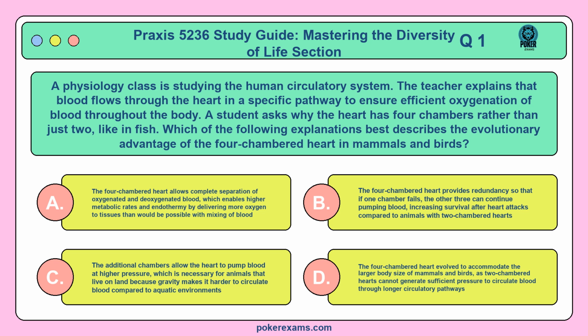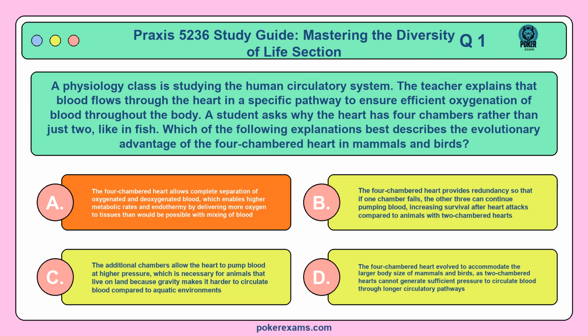Question 1. A physiology class is studying the human circulatory system. The teacher explains that blood flows through the heart in a specific pathway to ensure efficient oxygenation of blood throughout the body. A student asks why the heart has 4 chambers rather than just 2 like in fish. Which of the following explanations best describes the evolutionary advantage of the 4-chambered heart in mammals and birds?